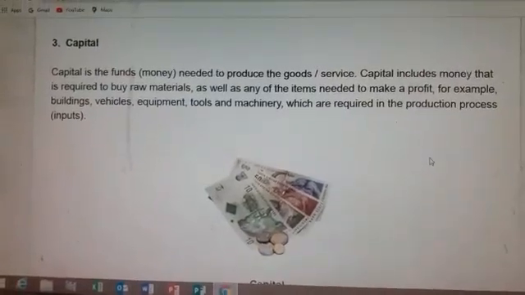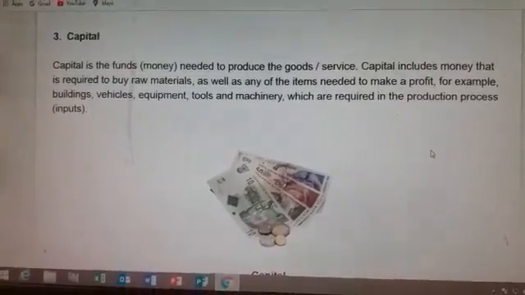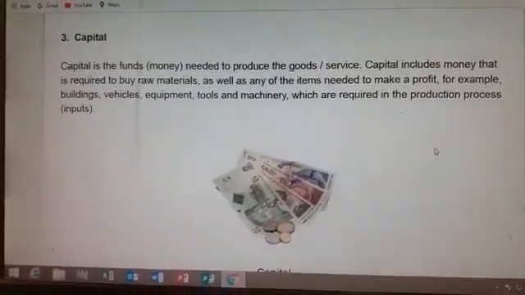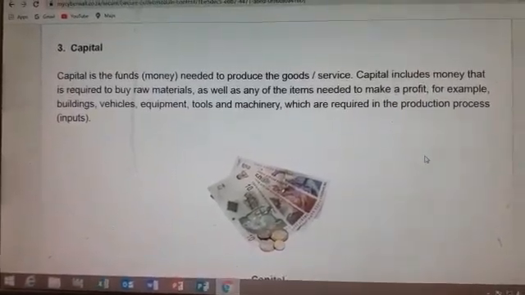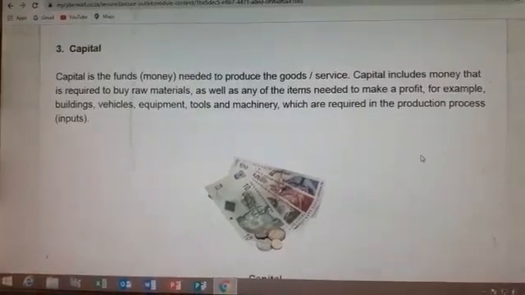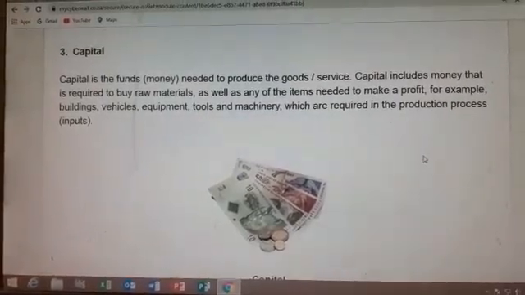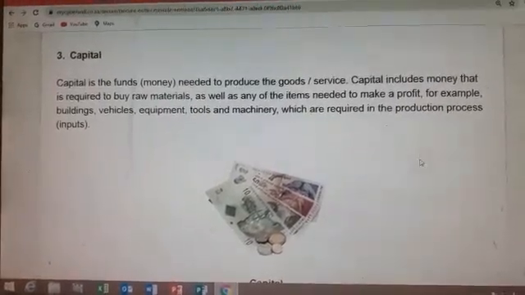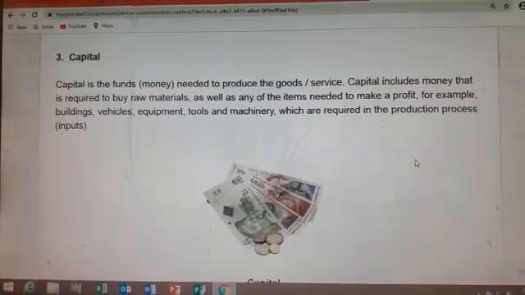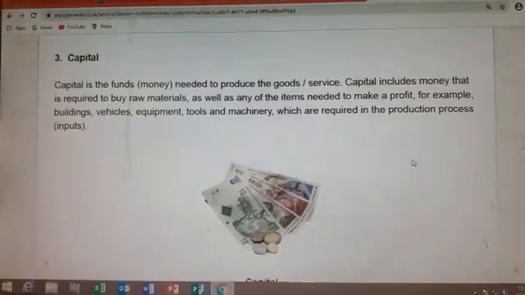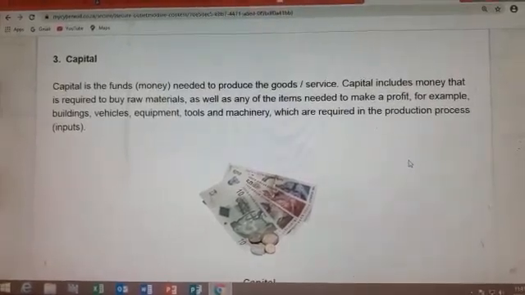A very important thing that is needed to run a business is capital. Capital is the funds needed to produce the goods or service. Capital includes money that is required to buy raw materials, as well as any of the items needed to make a profit. For example, buildings, vehicles, equipment, tools, and machinery, which are required in the production process.